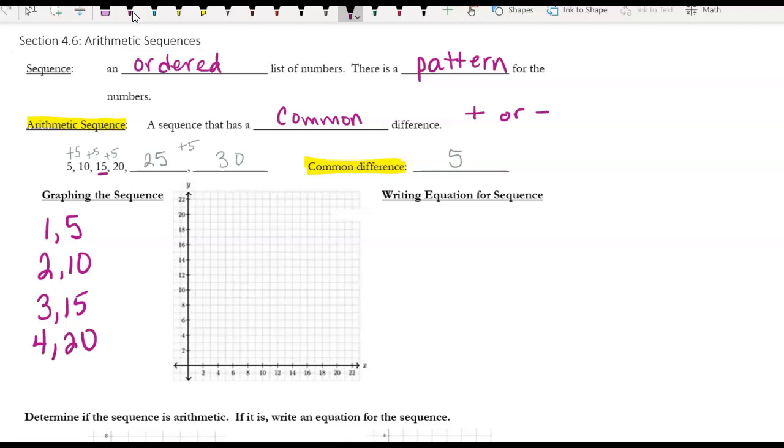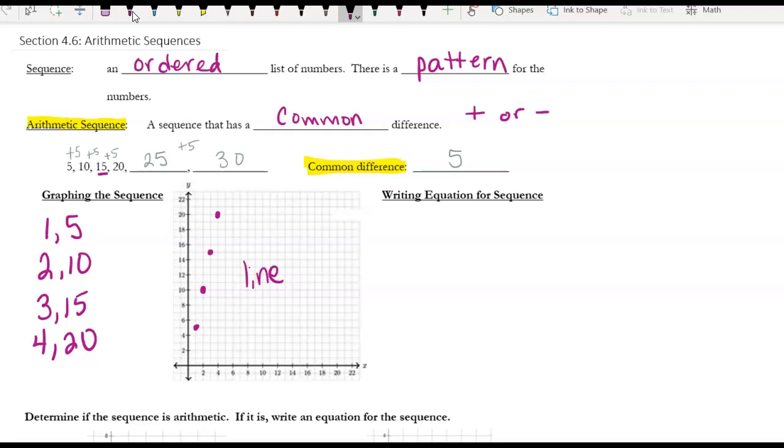So for the first one, I'm going to go over 1 and up 5. And I make that point. And for the second one, I go over 2 and up 10. And this next one, go over 3 up 15. And then over 4 up 20. And you can see it makes a straight line. And it has a pattern.